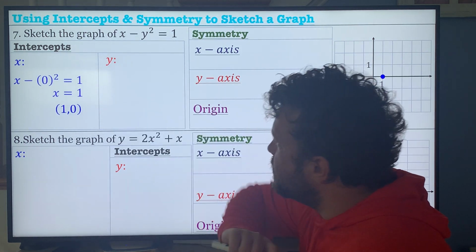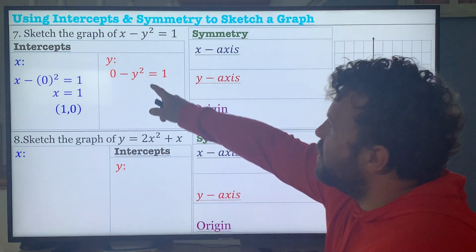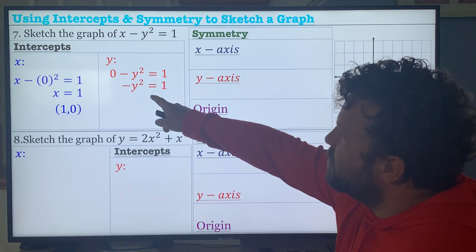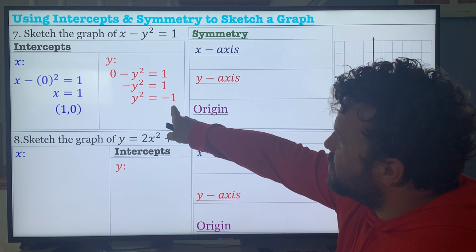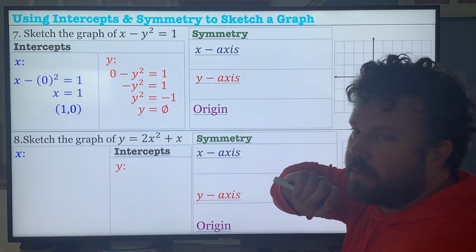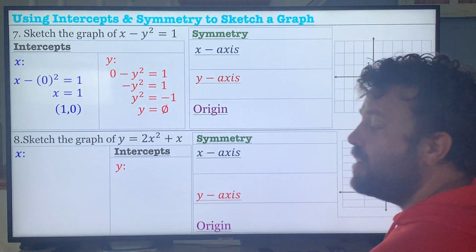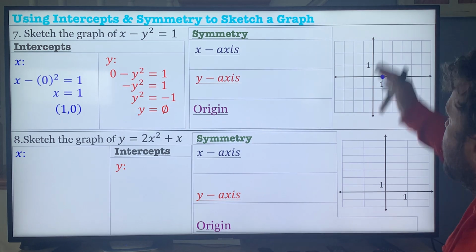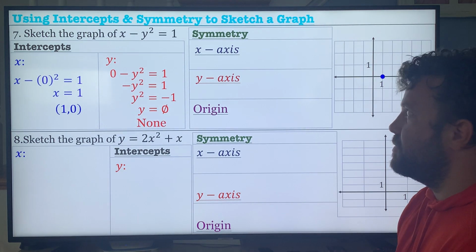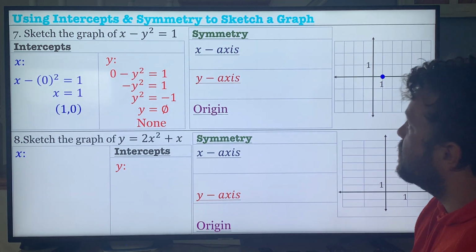To find the y-intercept, you set x equal to 0. You end up with negative y squared equals 1. Move the negative side. Y squared equals negative 1. What's the square root of negative 1? Undefined. The square root of any negative number, hopefully you guys remember, is undefined. So that means no y-intercept. All right? So far we got that going.